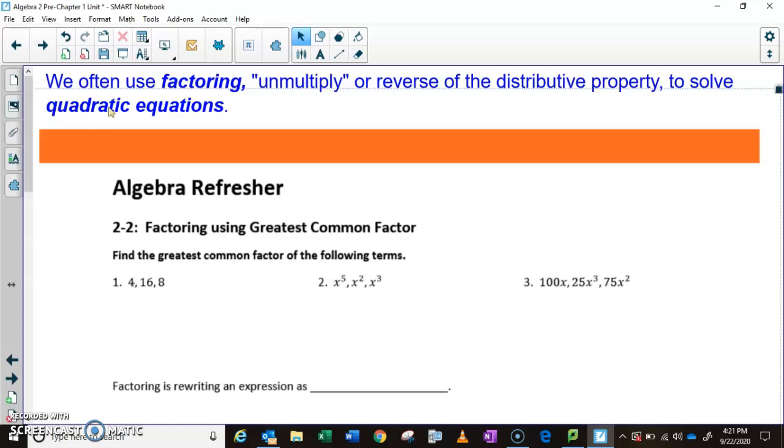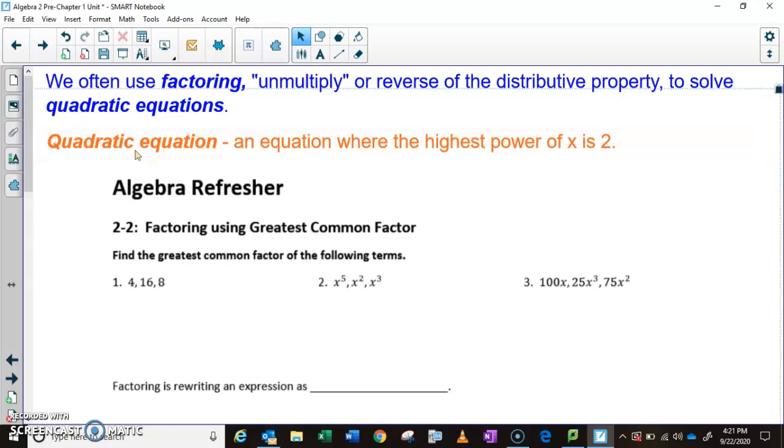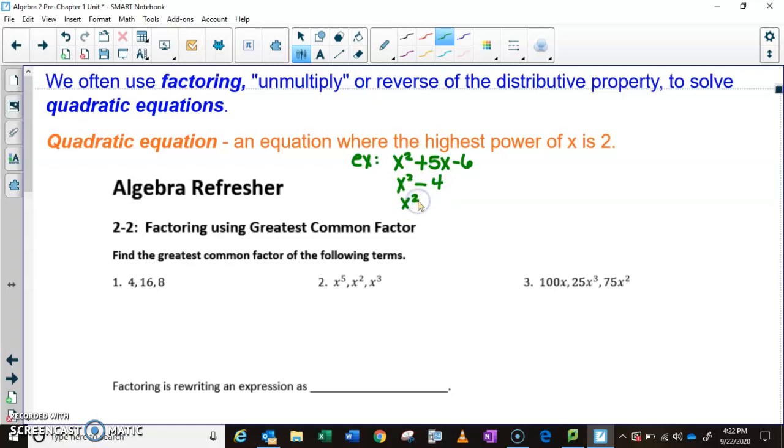So what exactly is a quadratic equation? A quadratic equation is an equation where the highest power of the variable x is going to be 2. So let's look at some examples of what is a quadratic equation. An example might be something like x squared plus 5x minus 6, or x squared minus 4, or maybe x squared by itself. Those are all quadratic type problems where the highest exponent of my x is 2.